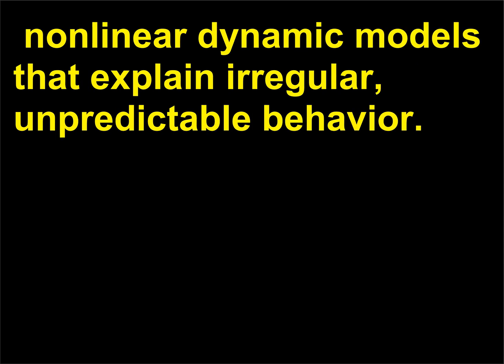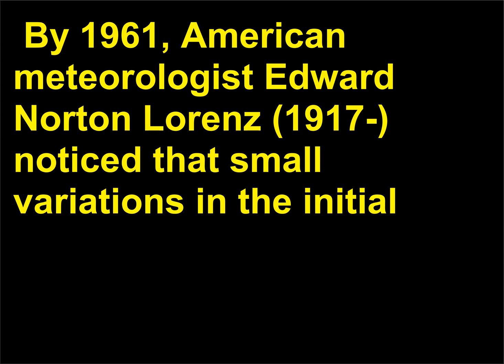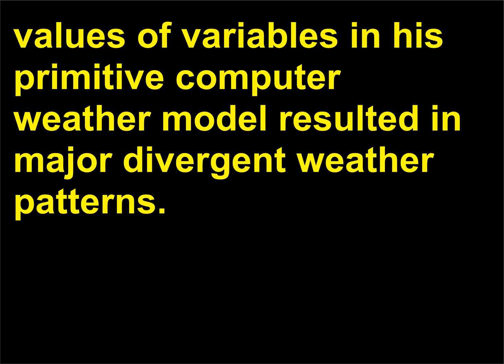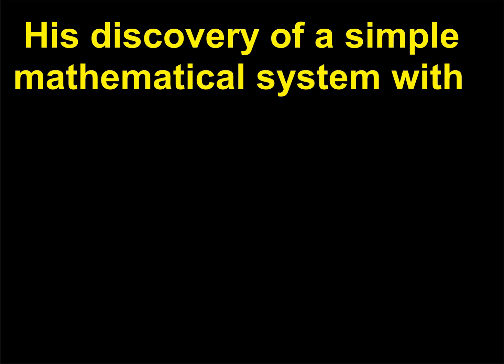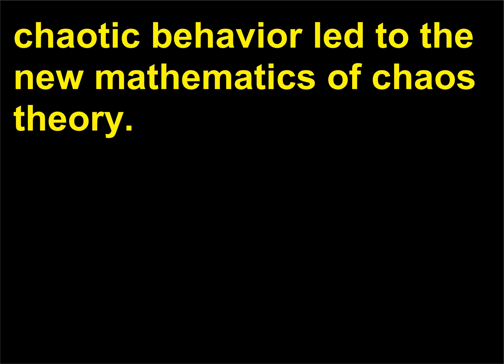To overcome this problem, chaos theorists developed deterministic, nonlinear dynamic models that explain irregular, unpredictable behavior. By 1961, American meteorologist Edward Norton Lorenz, born 1917, noticed that small variations in the initial values of variables in his primitive computer weather model resulted in major divergent weather patterns. His discovery of a simple mathematical system with chaotic behavior led to the new mathematics of chaos theory.